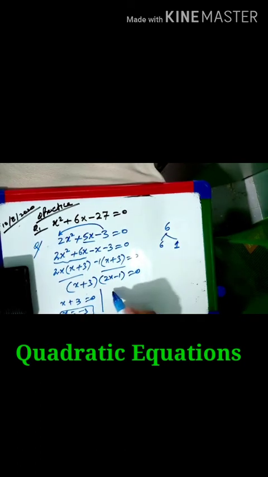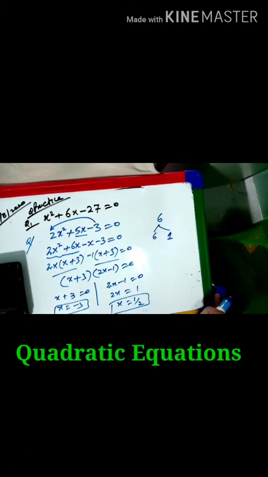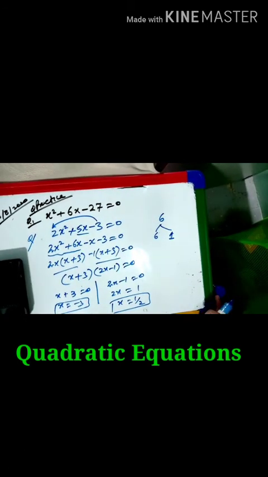The second is 2x minus 1 equal to 0. So 2x equal to 1, so x equal to 1 over 2. The second answer will be like this. So are you getting me?